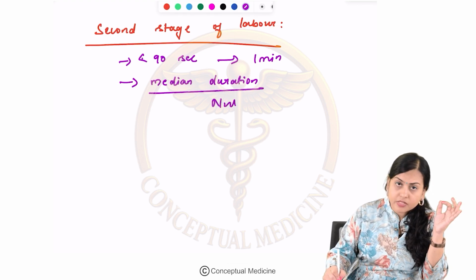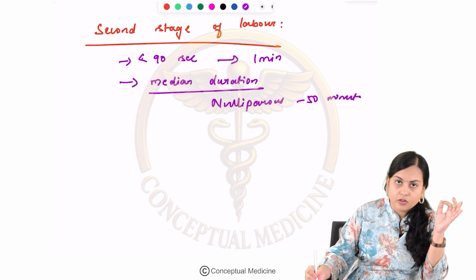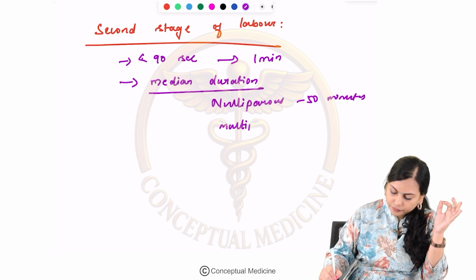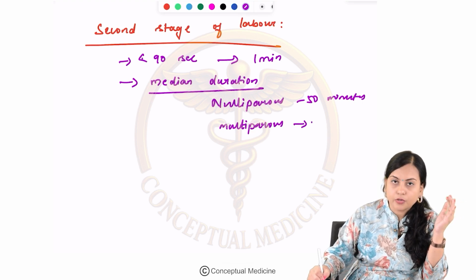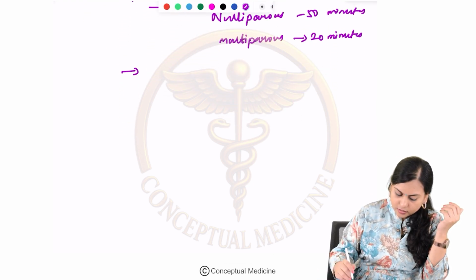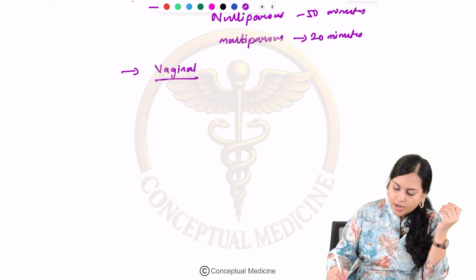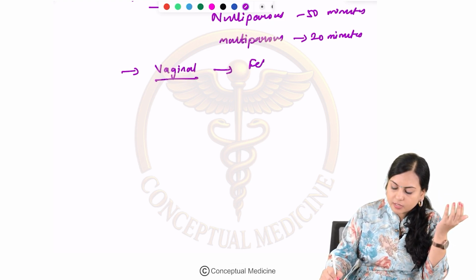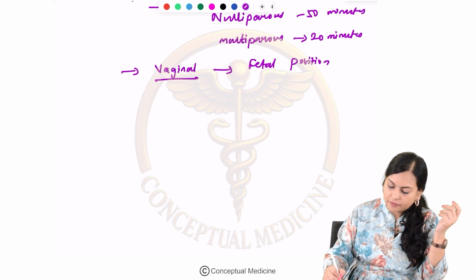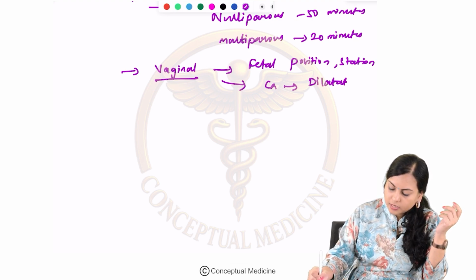For a nulliparous woman, the median duration is around 50 minutes, whereas for a multiparous woman, the median duration is around 20 minutes. Yes? And the next one is, you have to do vaginal examination during this stage also, and you have to estimate the fetal position, station and the cervix dilatation and effacement also. Okay? Dilatation and effacement.